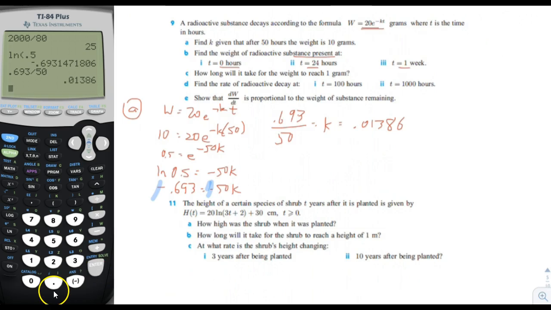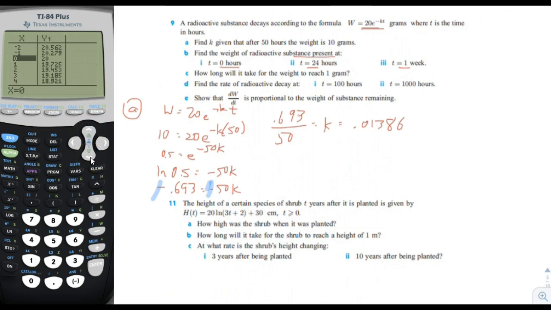And we can use the calculator to do this. We can put the function in here. So we're going to put 20 times e to the negative, and then we're going to put the k, negative k, which is 0.01386, t, which is x. And then we're going to look at the table.